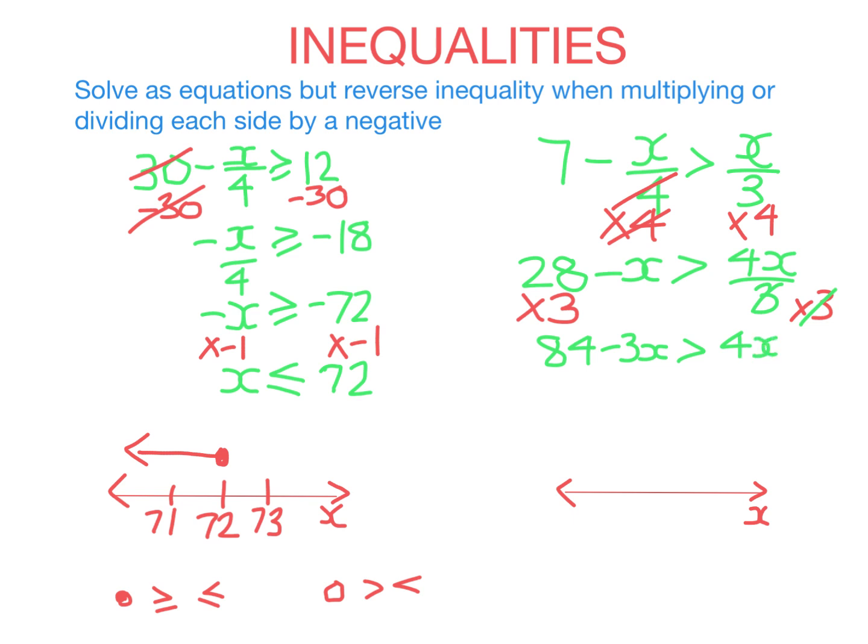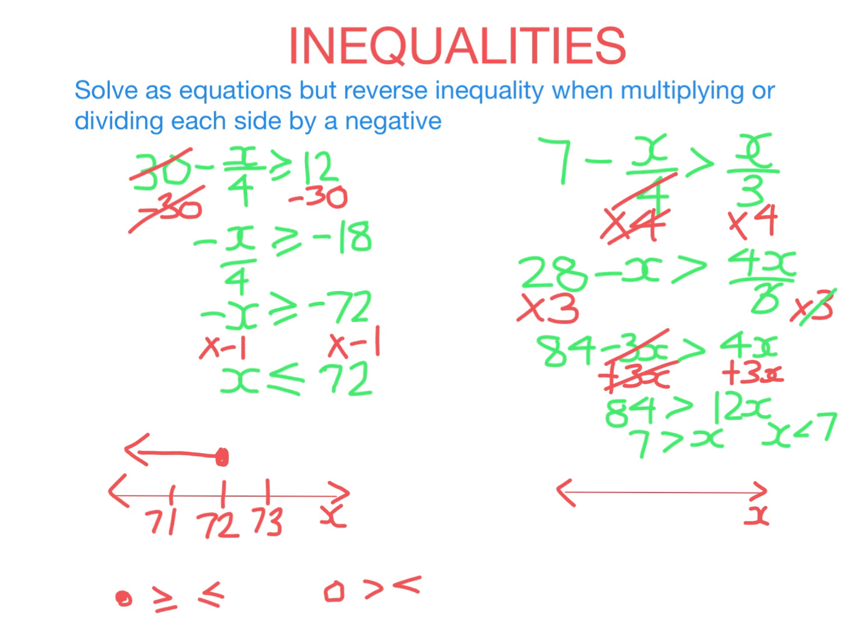So just as I would for equations, I want to get x by itself, so I'm going to get rid of this by adding it. I'm subtracting negative 3x, which is the same as adding 3x to both sides, because if I add 3x to the left-hand side, then they get rid of each other. So what I'm left with is 84 is greater than 4x plus 3x. Divide each side by 12, you get 7 is greater than x. That's the same as saying x is less than 7.